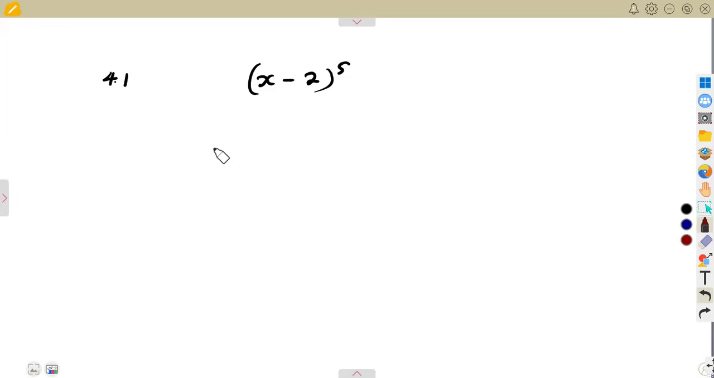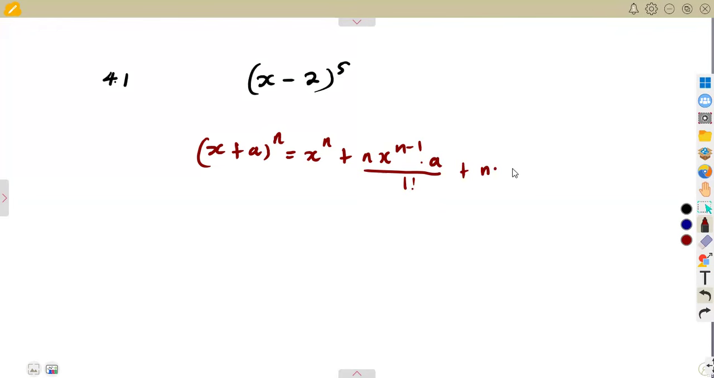If you're given x plus a to the exponent of n, it is going to be x to the exponent of n plus n x to the exponent of n minus 1 times a, everything over 1 factorial, plus n times n minus 1, x to the exponent of n minus 2, a to the exponent of 2 over 2 factorial, and so on and so on. So what does it mean?